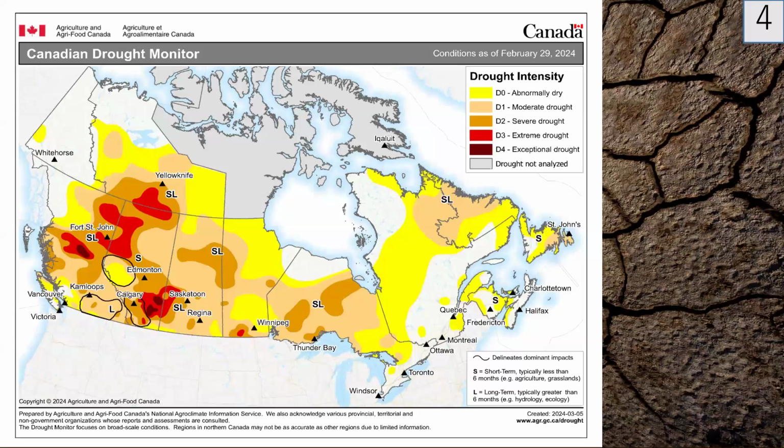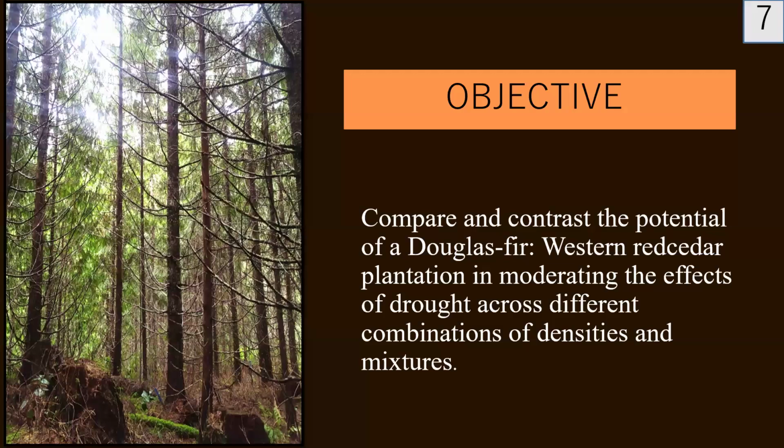So looking across all the provinces of Canada, you can see that the provinces of Alberta and British Columbia are extremely vulnerable to drought. So as a result of the drought in these provinces, a study was conducted along with the Ministry of British Columbia to compare and contrast the potential of a Douglas-fir Western red cedar plantation in moderating the effects of drought across different combinations of densities and mixtures.